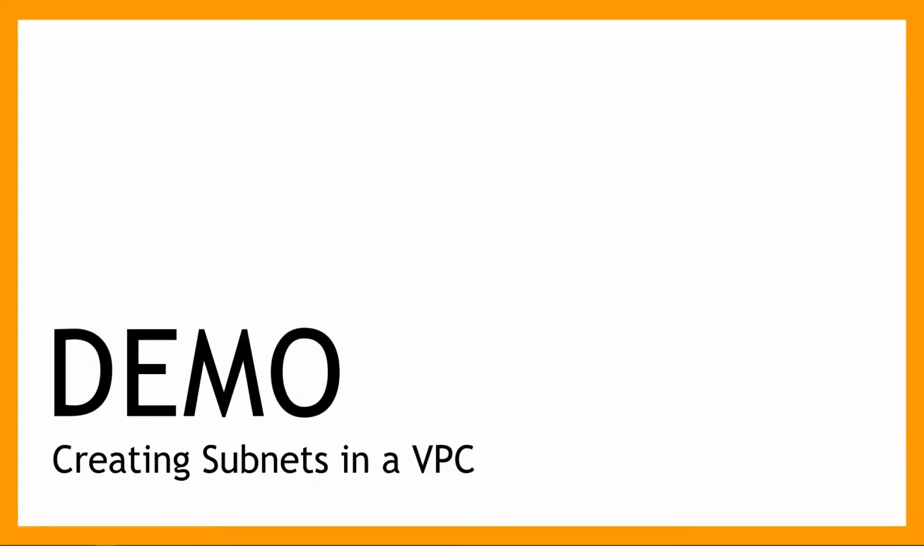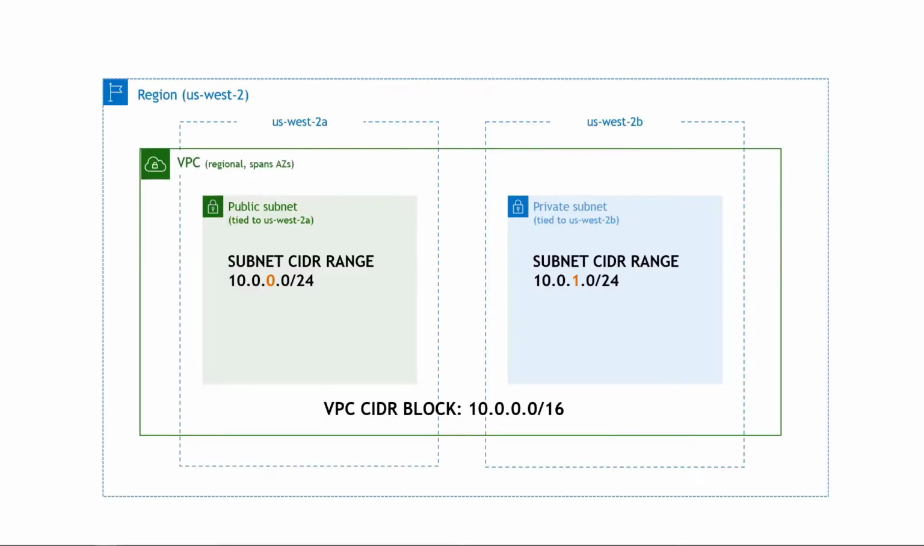Coming up in this demo, let's create some subnets for the VPC that we have. Here's what we're going to build. We'll take the existing VPC that we built previously, which is in US West 2, with a CIDR block of 10.0.0.0/16. We'll create a public subnet that's tied to US West 2A, and then a private subnet tied to US West 2B. And these are the CIDR ranges that we're going to be using from our example earlier.